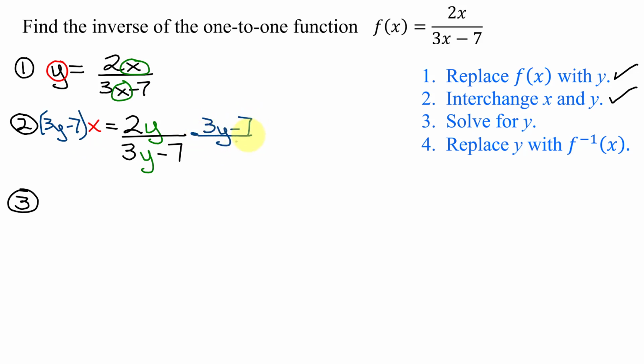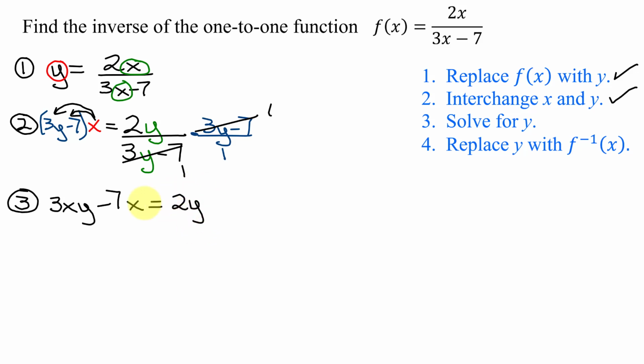And on the right, since I'm multiplying it by a fraction, I turn the LCD into a fraction by dividing it by 1. On the left-hand side, I need to distribute in the x, so I have 3y times x, which is just 3xy. Then x times negative 7 is negative 7x equals, on the right-hand side, my 3y minus 7 reduce, I just get left with 2y.